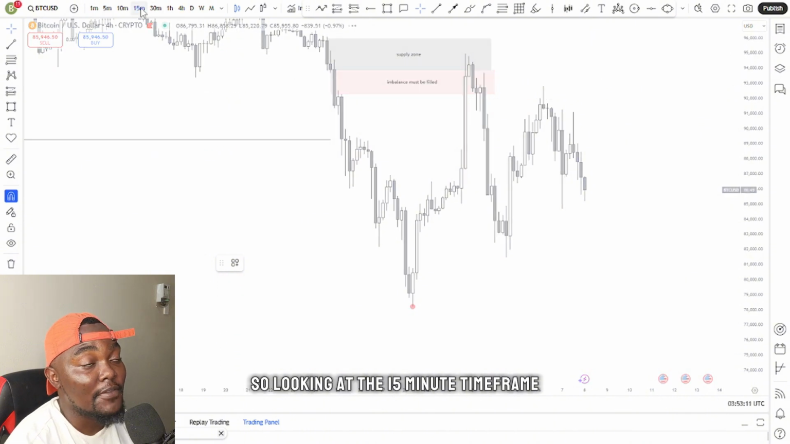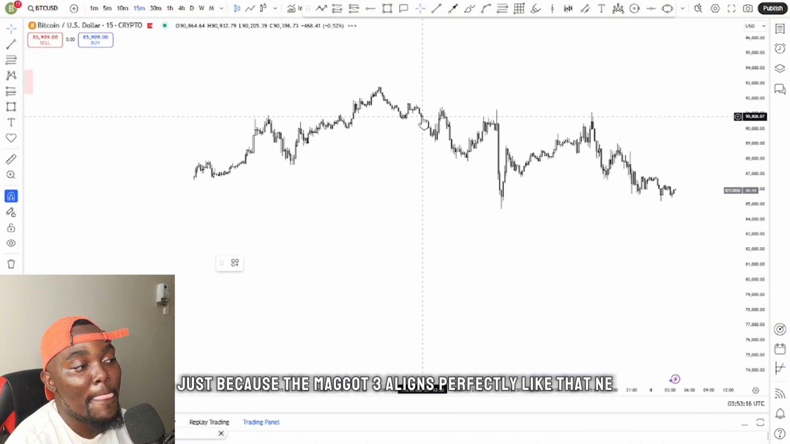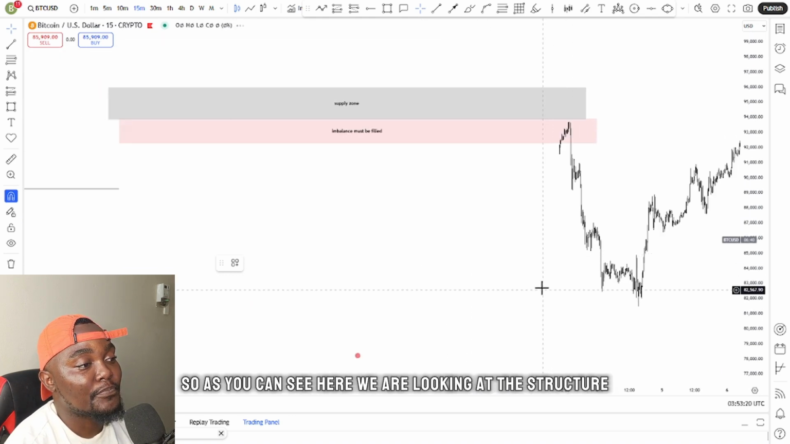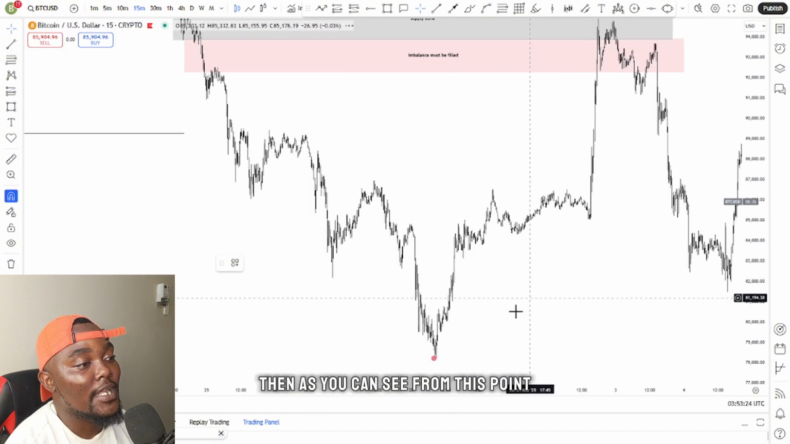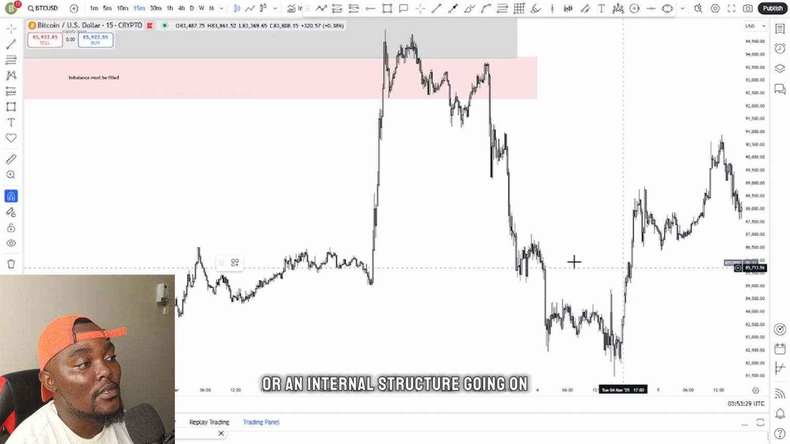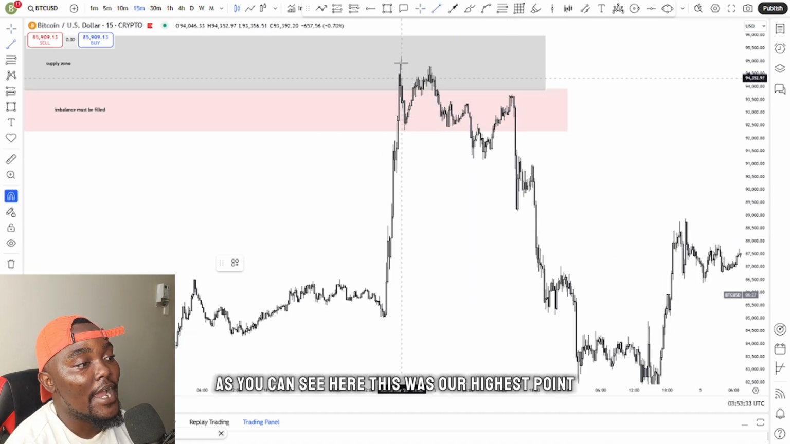So looking at the 15-minute time frame, just because I go to the 4-hour then the 15-minute, just because the market realigns perfectly like that. So as you can see here, we are looking at the structure. Then as you can see from this point, this was an internal movement or an internal structure going on. So we had this area here. As you can see here, this was our highest point.